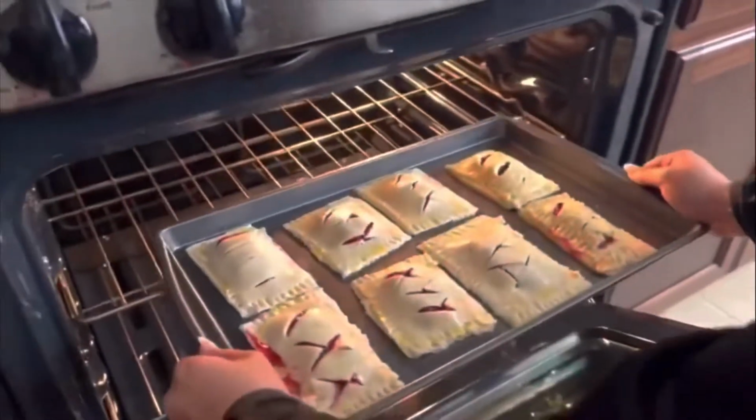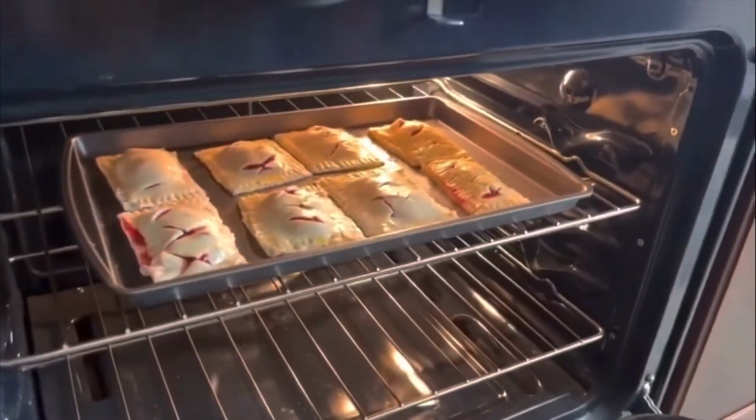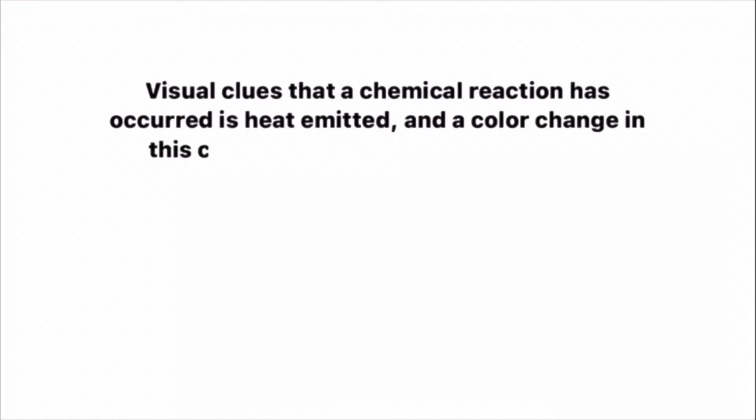In this specific recipe, the chemical reaction that occurs when the pastries are heated is the Maillard reaction, when the pastries brown. Visual clues that a chemical reaction has occurred are heat emitted and, in this case, a color change.